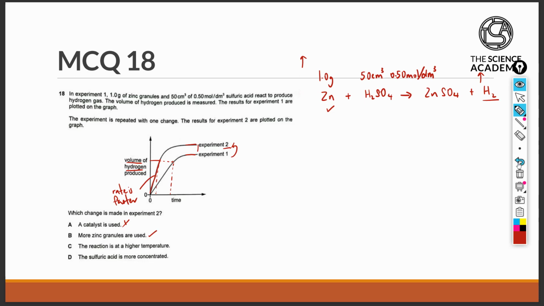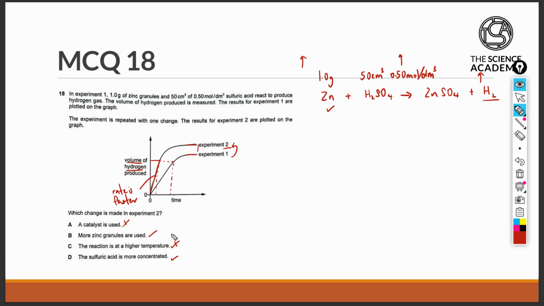C, the reaction is at a higher temperature. This is partially correct again. Using a higher temperature will increase the rate of the reaction because it increases the kinetic energy of the particles and allows them to collide more frequently, but it will not increase the volume of hydrogen gas produced at the end of the experiment. So C is wrong. D, the sulfuric acid is more concentrated. This could be right because having a more concentrated sulfuric acid, we are essentially increasing the amount of sulfuric acid reactant and thereby increasing the products formed.